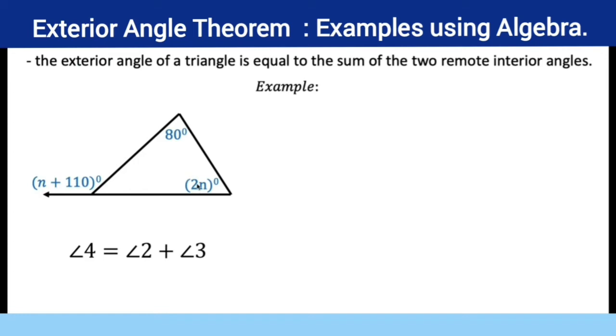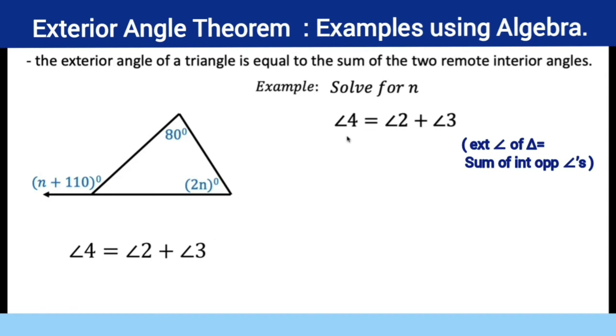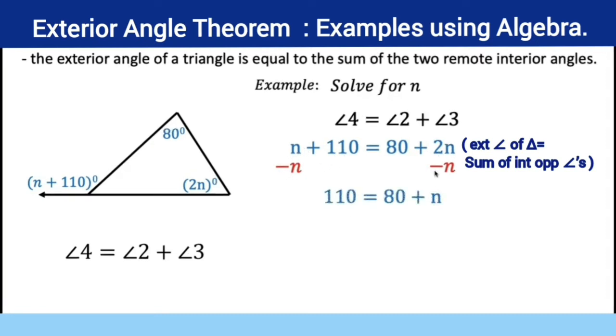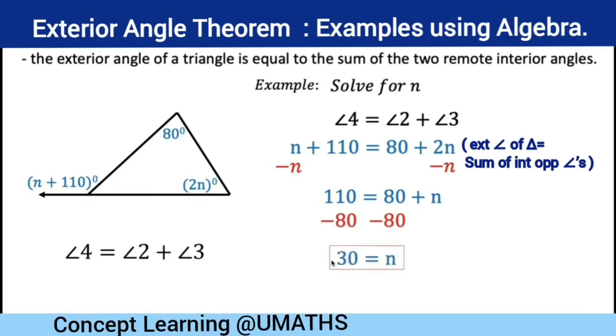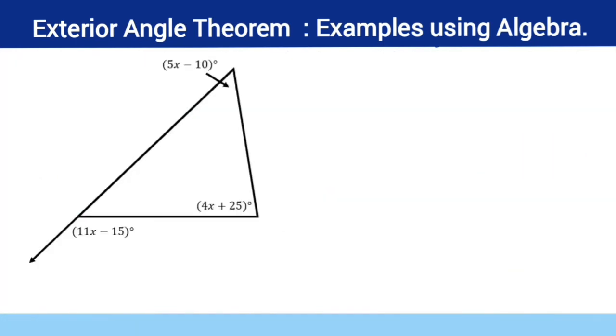Let us solve this example, which is a little complicated, with algebra. So, in the diagram shown, the exterior angle n plus 110 equals the sum of the remote interior angles, 80 plus 2n. Now solve the equation. We subtract n from both sides. We get 110 is equal to 80 plus n. And by subtracting 80 from both sides, we find n is equal to 30 degrees. I am sure you must have got the same answer in your notebook, right students? Let's move to the next example.